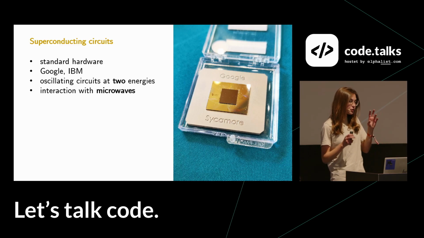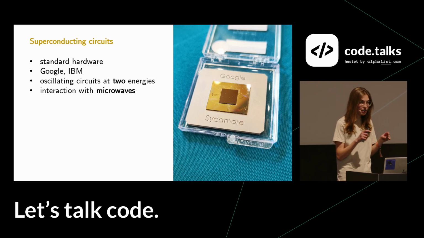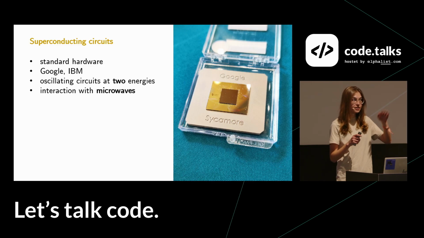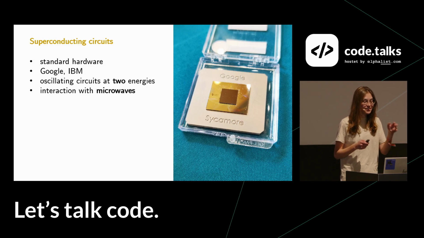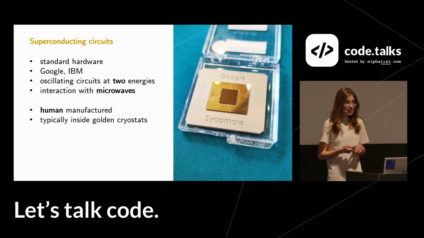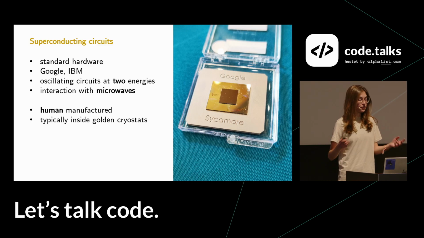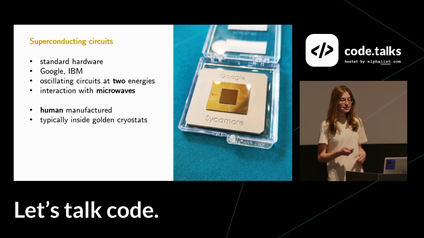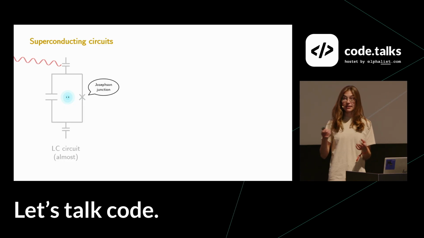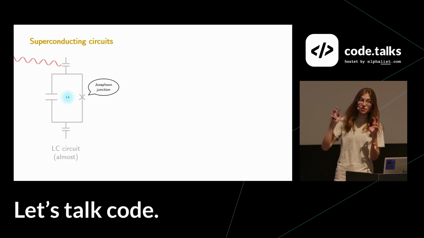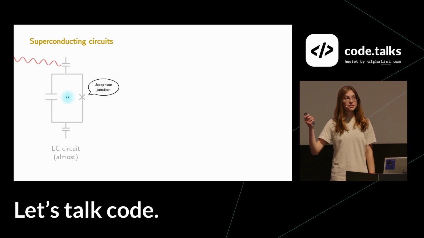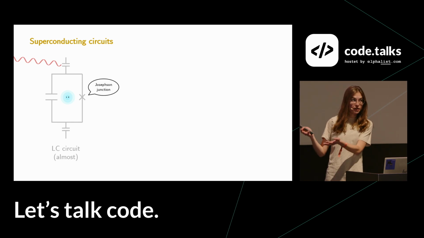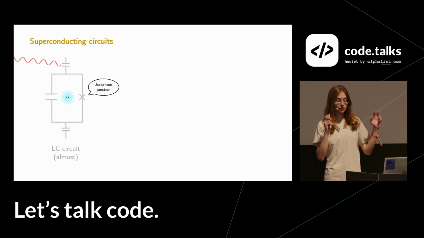This superconducting circuit is like a small electric component circuit that can oscillate at different energy levels, and you can address it with microwaves. So you address and calculate by shooting in microwaves. It's human manufactured, and typically, as I already said, in these golden cryostats. And how it looks inside, schematically, is you have your almost LC circuit with a specific thing called the Josephson junction. And this Josephson junction makes this normal electric circuit a kind of quantum circuit.